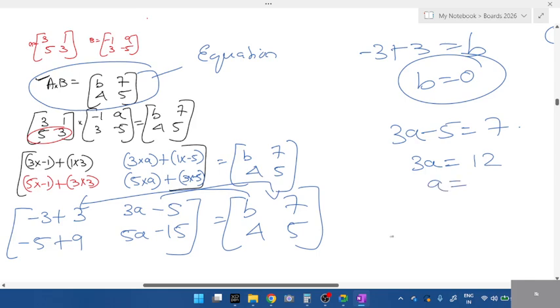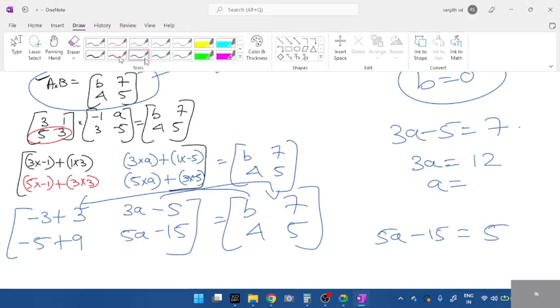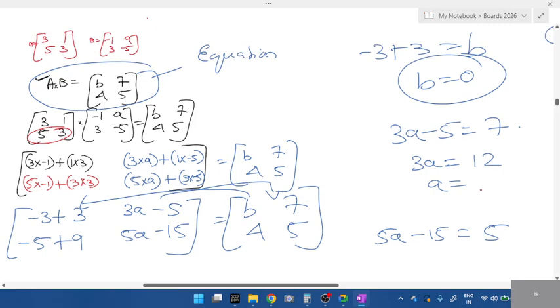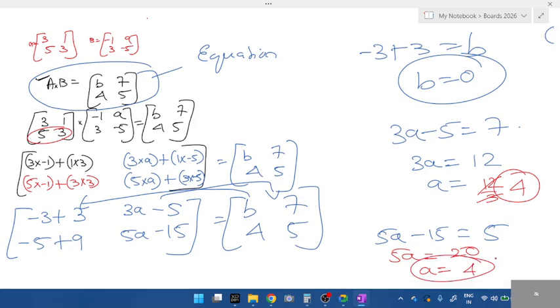A is equal to... Take the next equation. You'll get the same value. You take either the first or second, you're going to get the same. Answer of A is 4. Minus 15 goes to the other side. 15 plus 5, 20. A is equal to 20 divided by 5, is how much? 4. So you either use the first or second. It is just comparison. Is equal to is given, comparison of matrices. This is the answer.